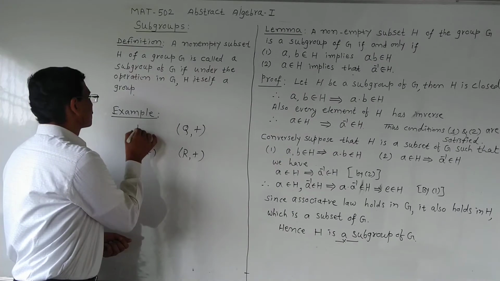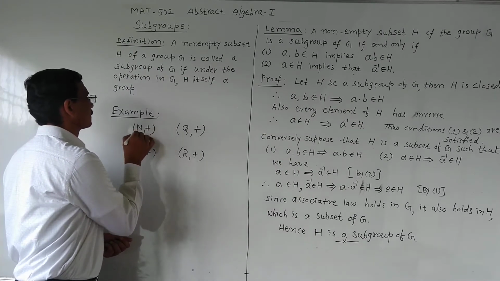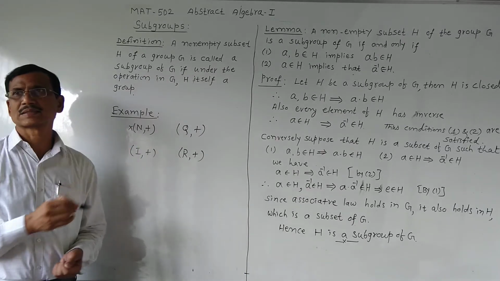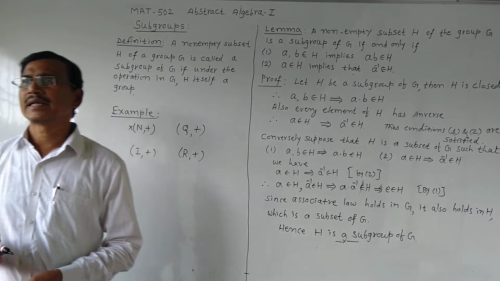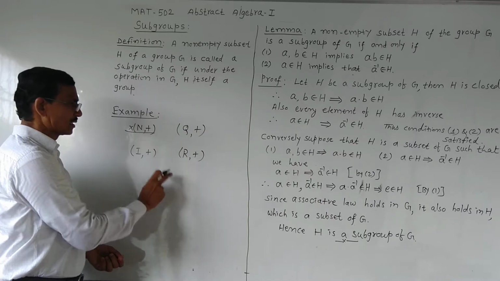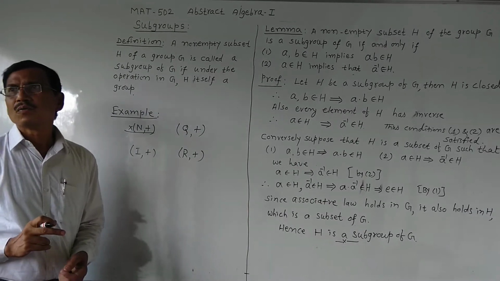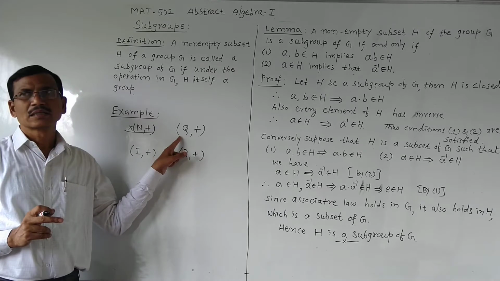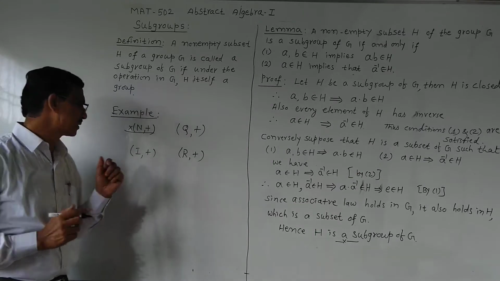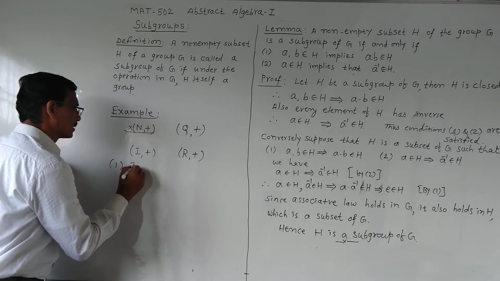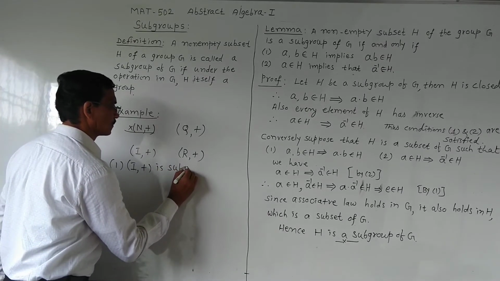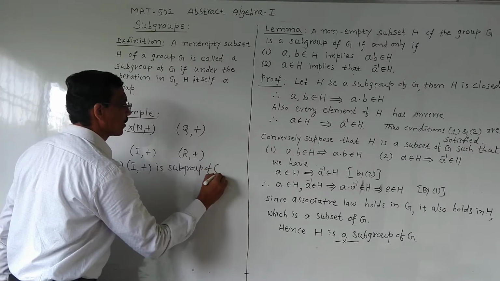What about (N, +)? We have seen that (N, +) is not a group, inverse does not exist, and the identity element, that is 0, is also not existing. This is not a group. But (I, +) is a group, (Q, +) is a group, (R, +) is a group. We know that the set of integers is a subset of the set of rational numbers. These two are groups having the same binary operation. That means we can say that (I, +) is a subgroup of (Q, +).